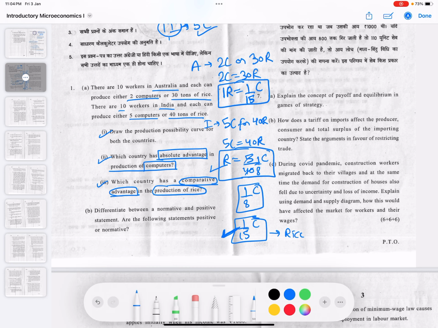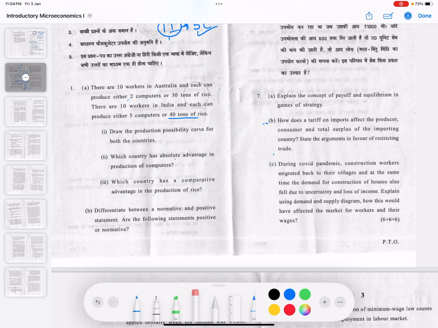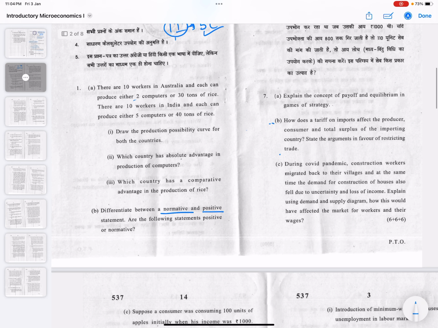Okay. Now we'll move on to the second part. So the first question has, okay, now you're supposed to differentiate between a normative and a positive statement. So the positive statements are based on facts and data, whereas the normative statements are based on value judgments. They're based on values, opinions.